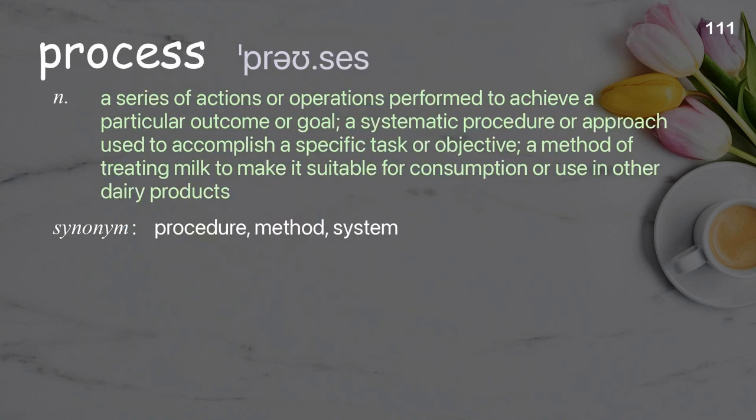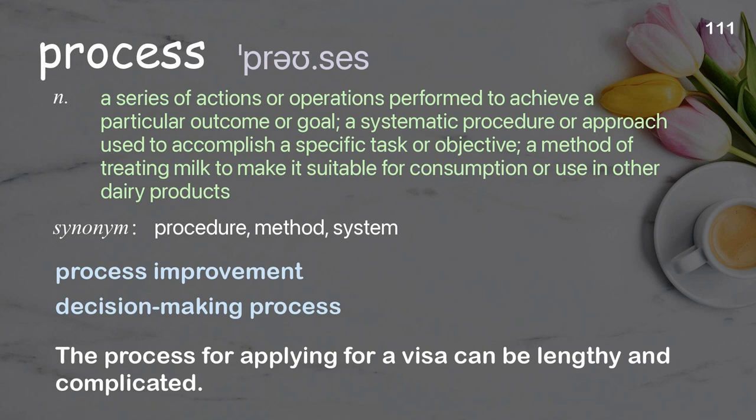Process. A series of actions or operations performed to achieve a particular outcome or goal; a systematic procedure or approach used to accomplish a specific task or objective; a method of treating milk to make it suitable for consumption or use in other dairy products. Examples: Process improvement, decision-making process. The process for applying for a visa can be lengthy and complicated.